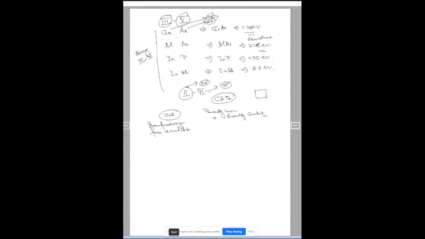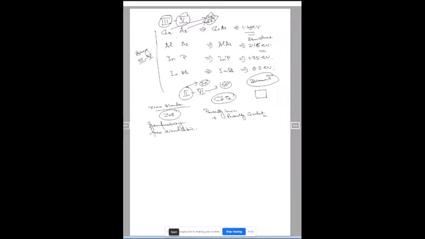Face-centered cubic structure, zinc blende. One is zinc blende structure, another is diamond. Basically, they are the same. The only difference is that in diamond structure, all atoms are carbon atoms. And here you have the mixed atoms of gallium arsenide or aluminium arsenide like this. So these materials are very, very important for optoelectronic devices.